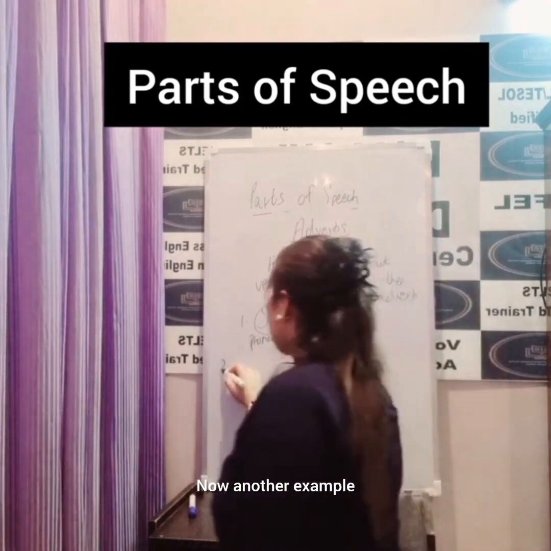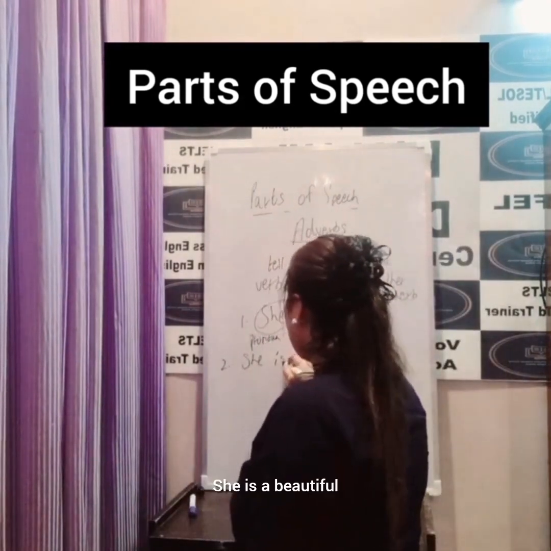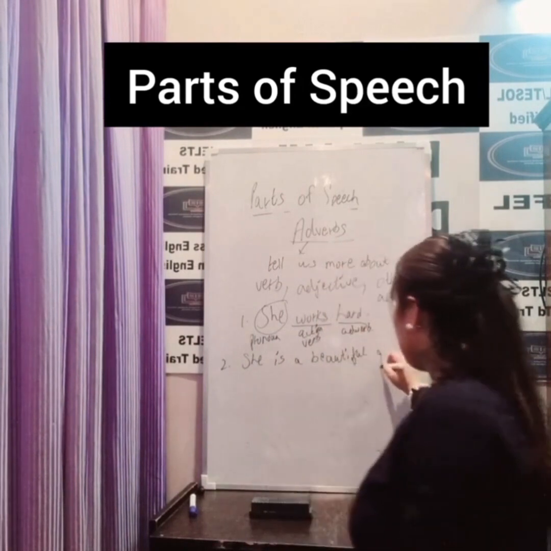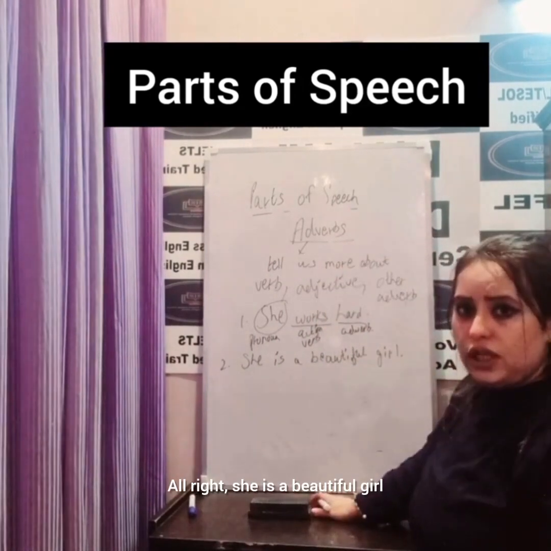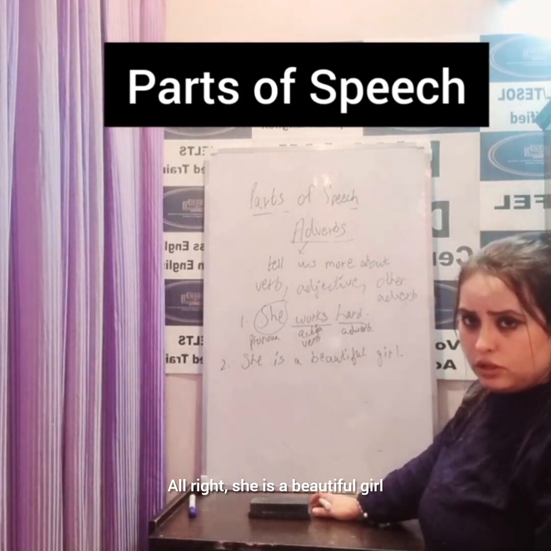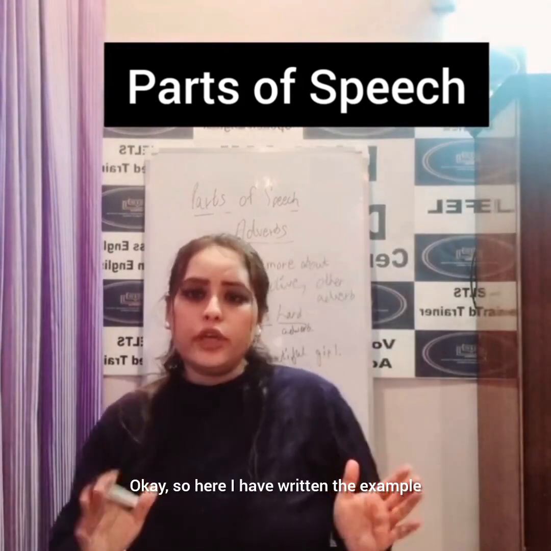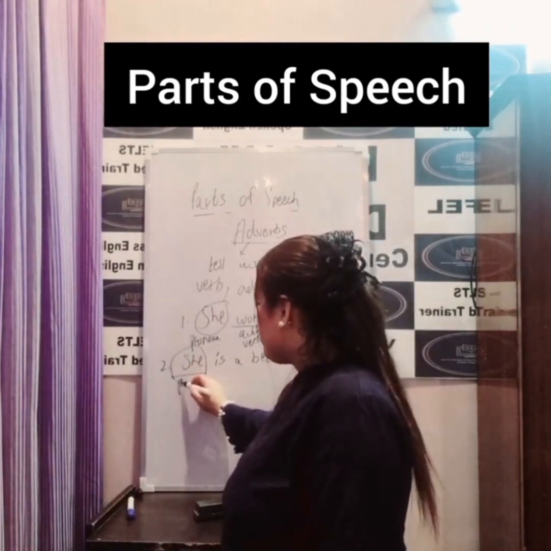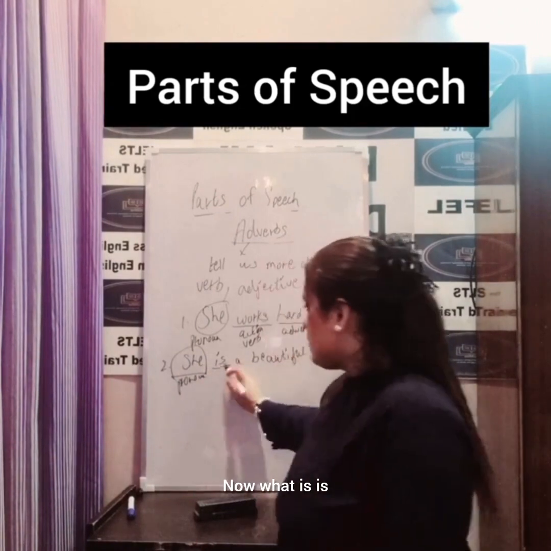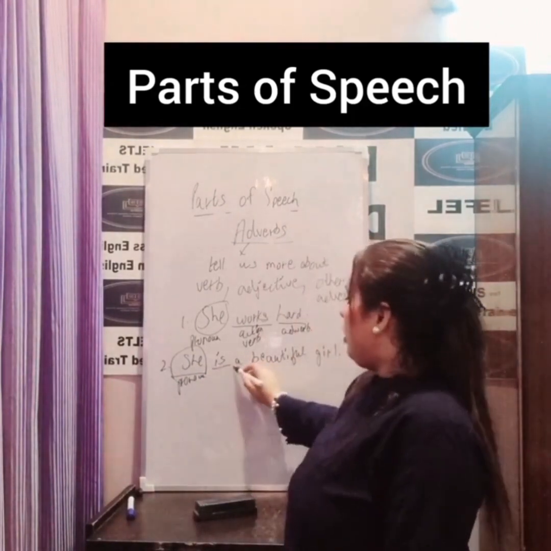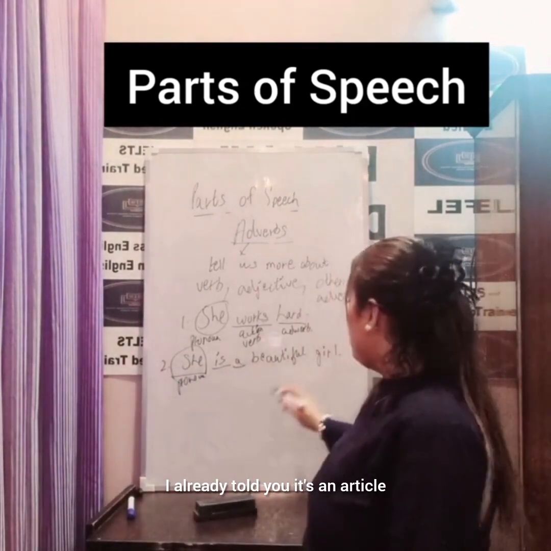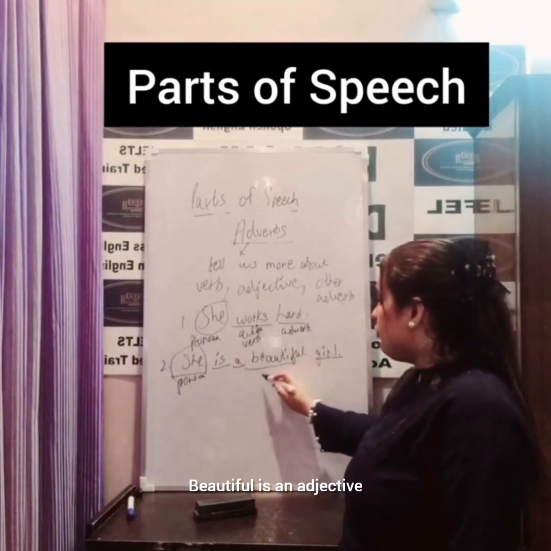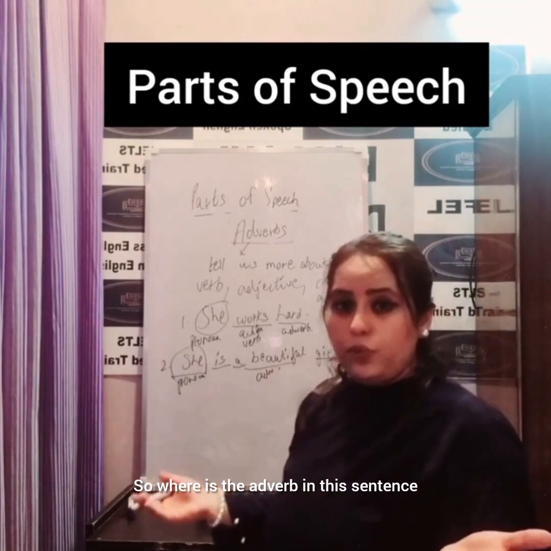Now another example. I'm writing it over here. She is a beautiful girl. So here I have written the example. What is she over here? She is a pronoun. Now what is a? I already told you it's an article. And what is girl? Girl is a noun. And what is beautiful? Beautiful is an adjective. So where is the adverb in this sentence?